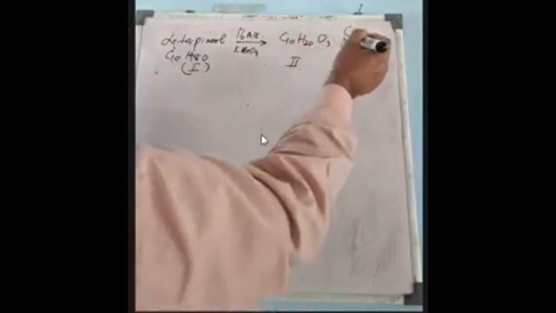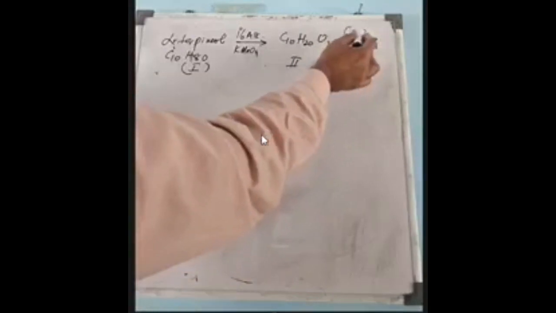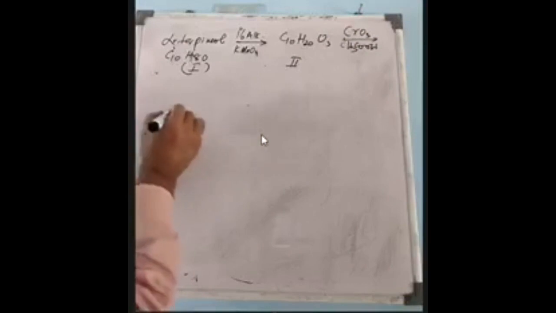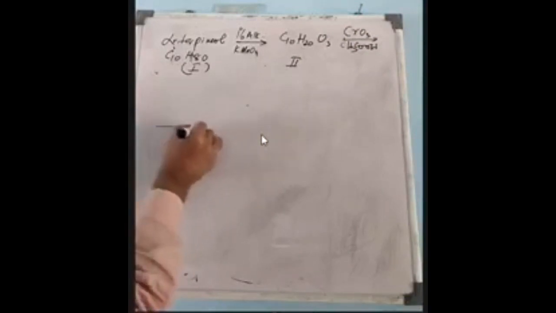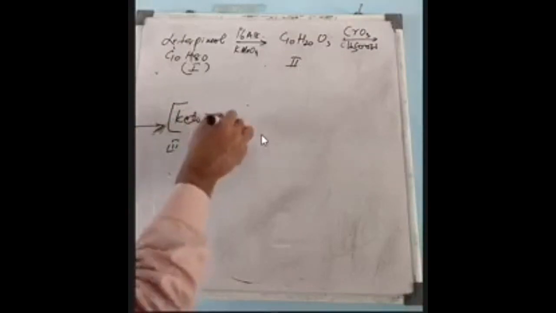So now, when this compound number 2 was treated with chromic acid, that is chromium trioxide and acetic acid, the compound obtained was number 3. You see here, compound number 3 was obtained. Let me write here. This was actually an intermediate, a keto hydroxy acid. Now this was the third compound.